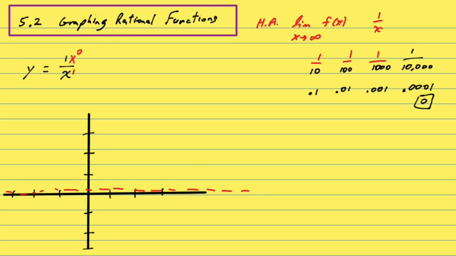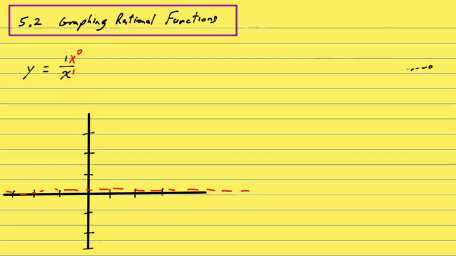Now, let's erase this. And you're not ready for limits yet. I'm just telling you how they do it. If the power on bottom is bigger, the horizontal asymptote is at 0. Whatever value makes the bottom 0 is a vertical asymptote. So this has a vertical asymptote at x equals 0 and a horizontal asymptote at y equals 0.